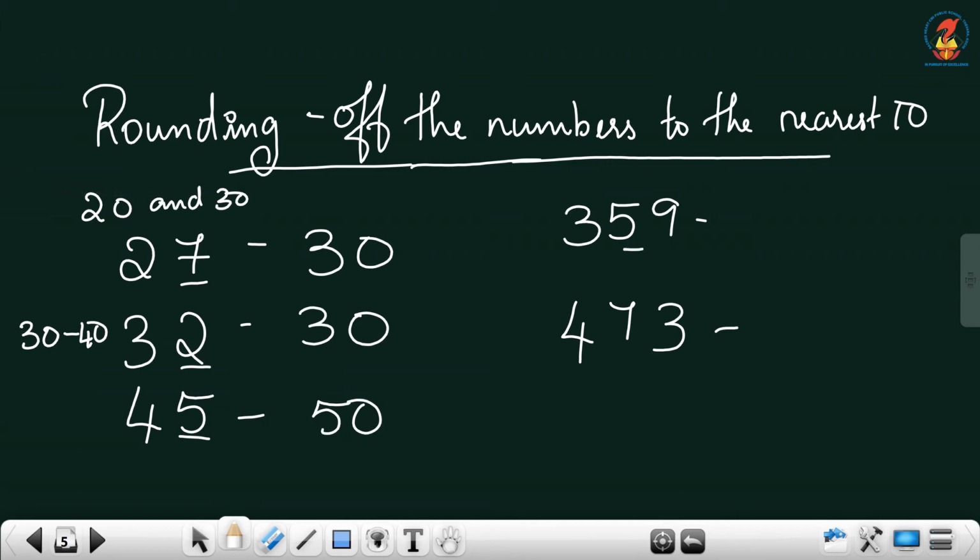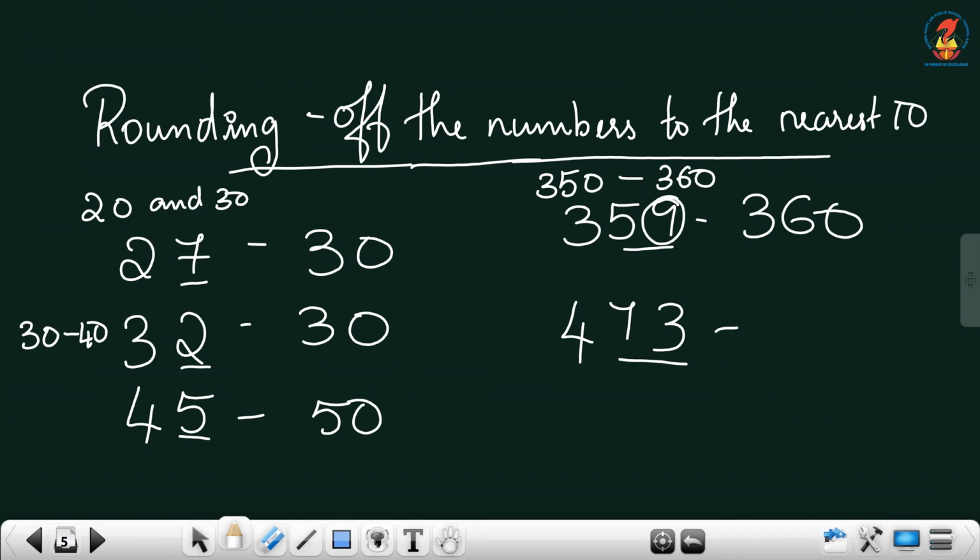359. 59, the last two digits we are taking. 359 is in between 350 and 360. So which is the nearest? 9 is strong enough, so we'll move up to the next 10, that is 360.